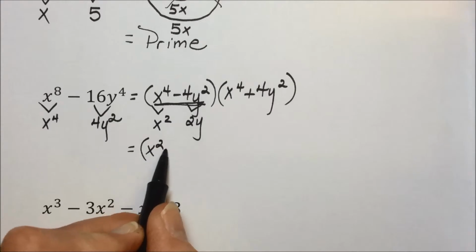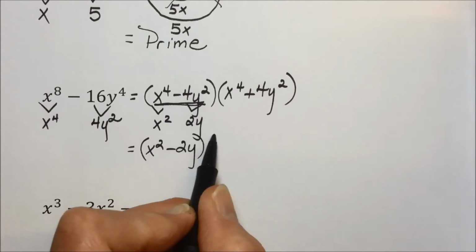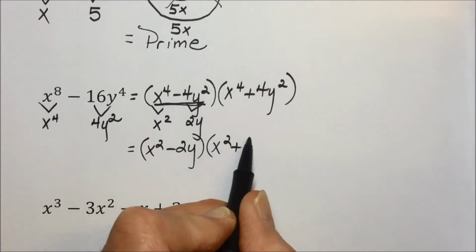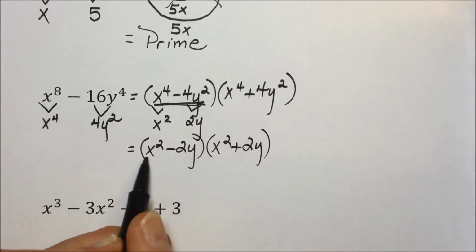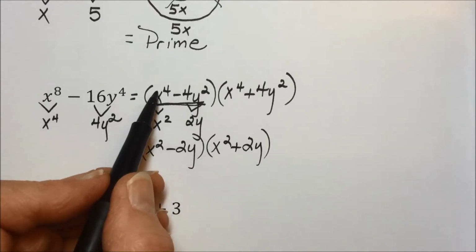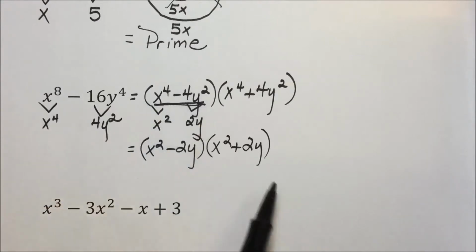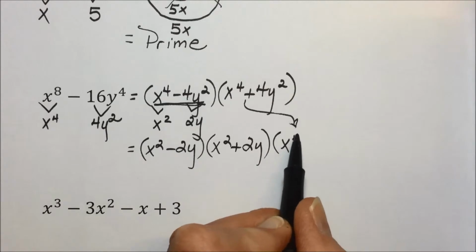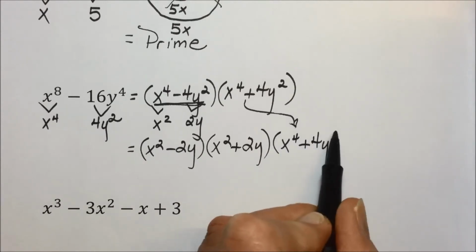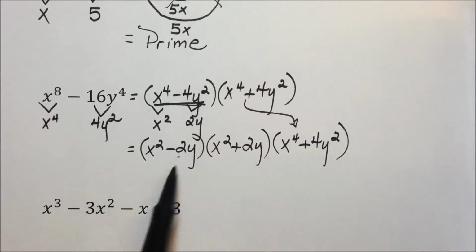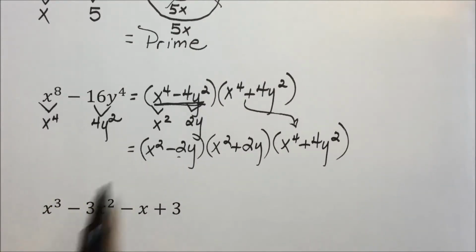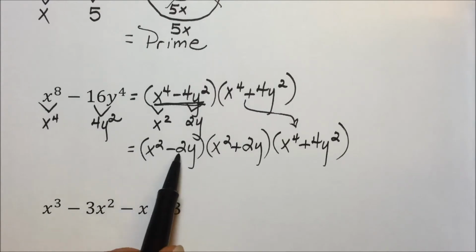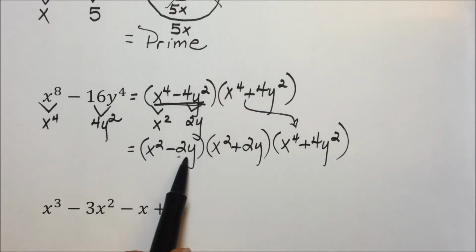So we have an x squared minus 2y and an x squared plus 2y. These two binomials would multiply to give us the x to the 4th minus 4y squared, and then we have to be sure to include that other binomial that we factored from the original, so that these three binomials multiply to give us the original one. Can we break it down further? This is a perfect square, but 2y cannot be broken down any further, so we're done factoring that problem.